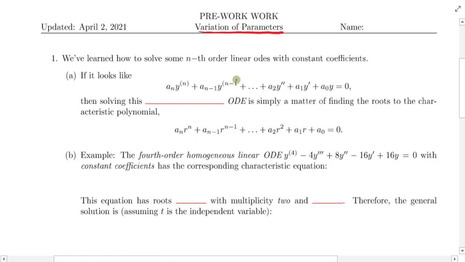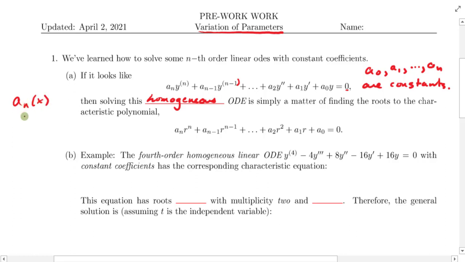So if our equation looks something like this, then solving this, and this is a homogeneous ODE. Why is it a homogeneous ODE? Because it's set equal to 0 there. And here I'm inferring that a sub n, a naught, a1, all the way up to a sub n, those are constants. Specifically, I didn't write them as, say, a sub n of x or a sub n of t. So these are not thought of as functions of the independent variable. Instead, you could, but we're going to consider them to be constants.